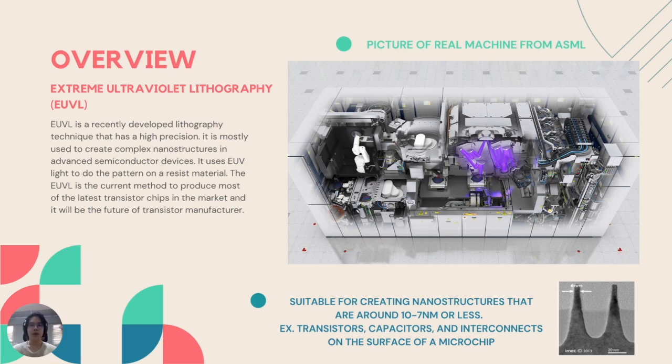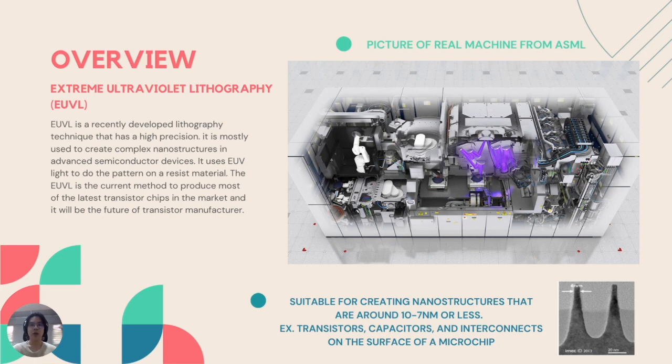First, the overview of extreme ultraviolet lithography. The EUVL is a recently developed lithography technique that has been further developed from X-ray lithography. Instead of using visible light or X-ray, it uses EUV light to create a pattern on the resist material. This extreme ultraviolet light has a very short wavelength, around 13.5 nanometers, which makes it able to create very high resolution and very high precision patterns.